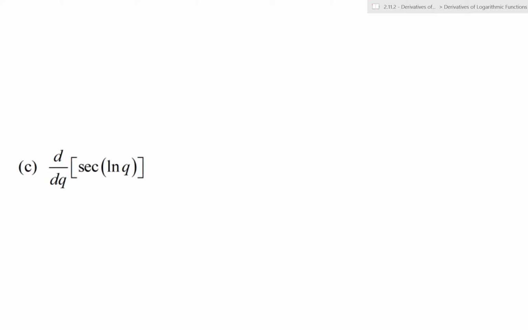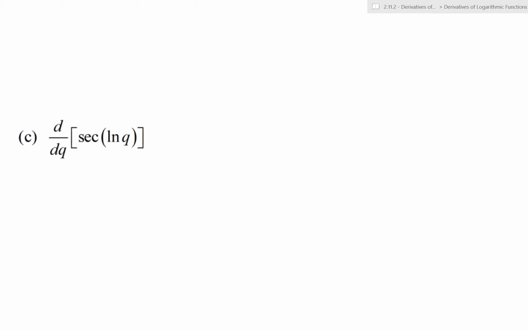Now finally, here's one last example to consider. Notice the input variable is called q here. Let's differentiate with respect to q the secant function of the natural log of q. Another chain rule. So I'm going to have to take the derivative with respect to q of the natural log of q, that inner function, times the derivative of the outer function, which is the secant function. Remember, the derivative of the secant function is the secant function, in this case of the inner function ln of q, times the tangent function of the inner function ln of q.